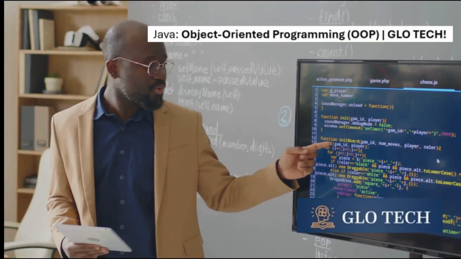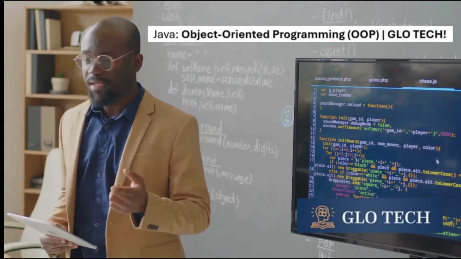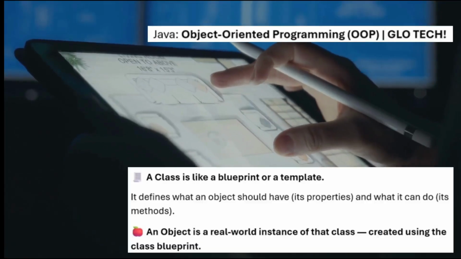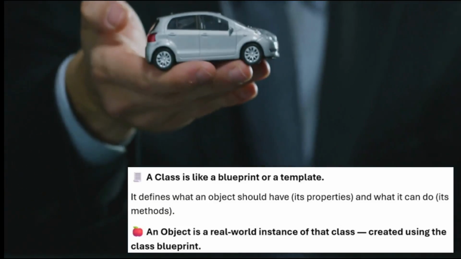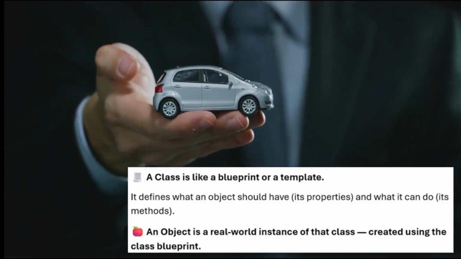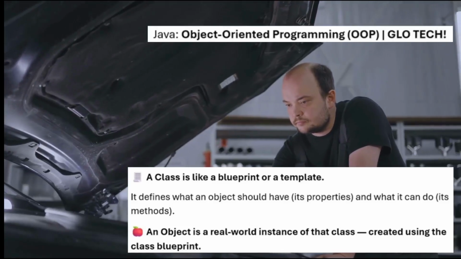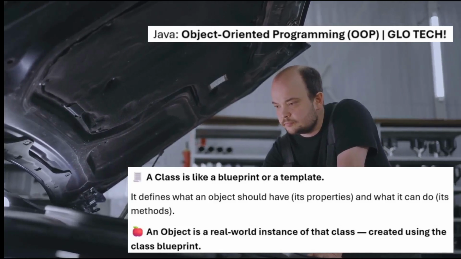Alright, now let's talk about the stars of today's video, classes and objects. Picture this. A class is like a blueprint or a template. It defines the properties and behaviors that objects should have. But the object? That's the real deal. An actual real-world instance of the class.